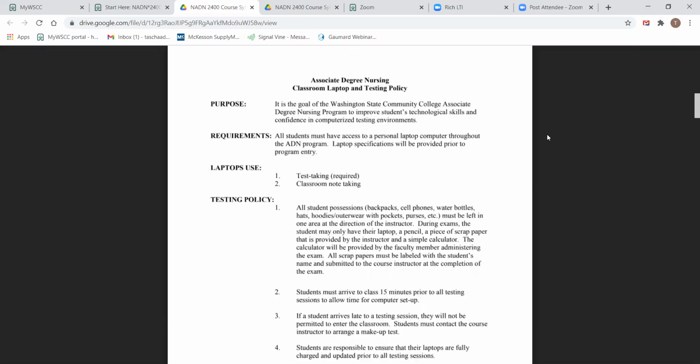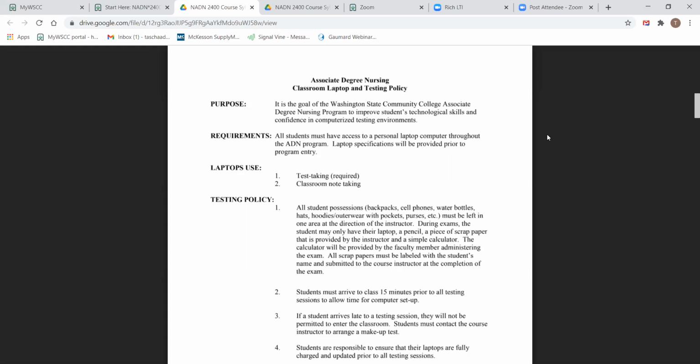Okay, so this is a standard classroom laptop and testing policy that we have in all of our courses. I'm going to go ahead and cover this information, so Renee would not need to cover this during her class time on Monday. So we'll go ahead and cover it, and then I'll interject how we're going to use it in the NADN 2400, since we are going to be all online. However, you have to know that this also applies to when we are on campus for ATI testing, as well as on campus for the live ATI review.